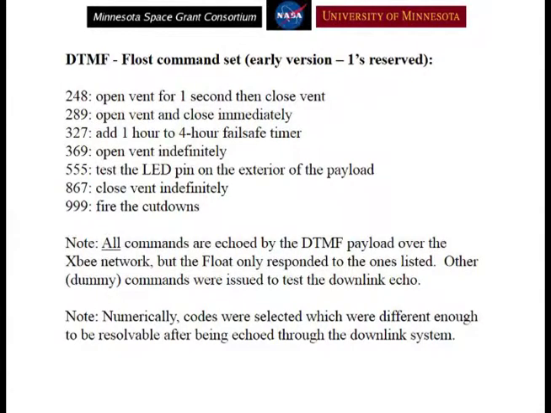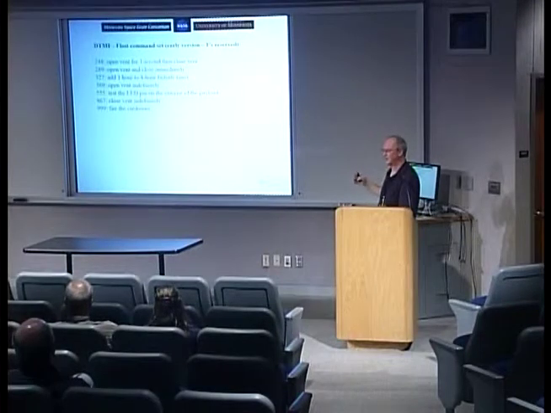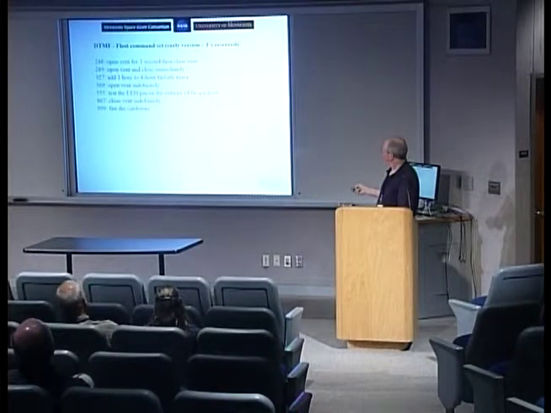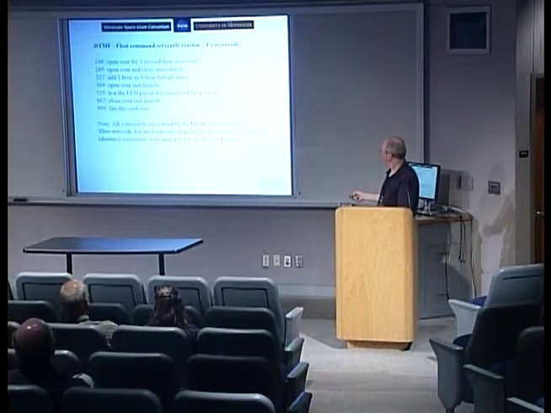Add 1 hour to the failsafe. We had a failsafe timer that would count for 4 hours and then would fire the cutdowns, just to make sure that if we completely lost track of the thing, it would at least come back after 4 hours if it happened to get into a vented situation and was still in the air at 4 hours. And then we were able to change that number by radio. Open the vent indefinitely, close the vent indefinitely, fire the cutdowns. This was our preliminary set of codes.